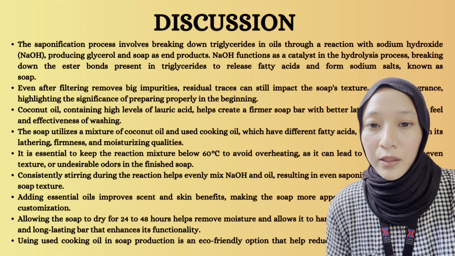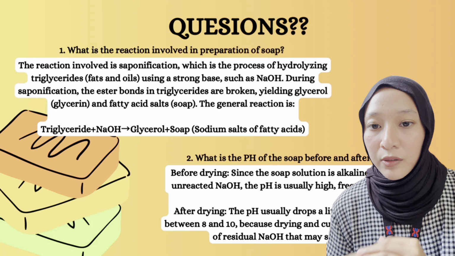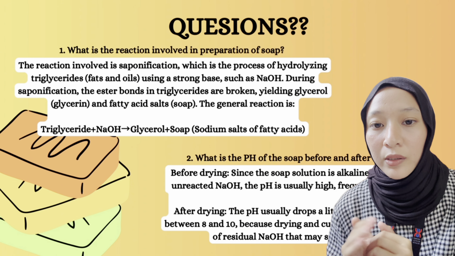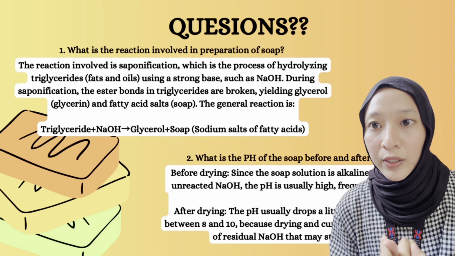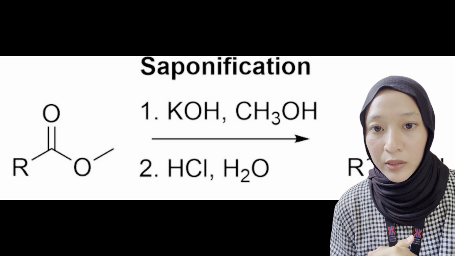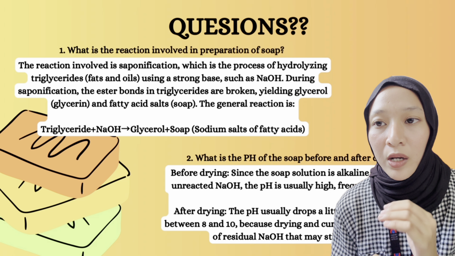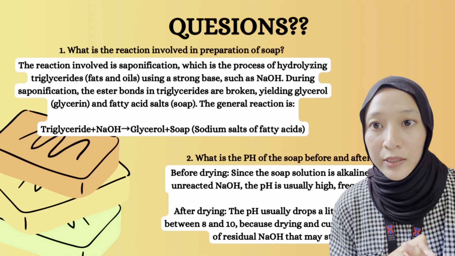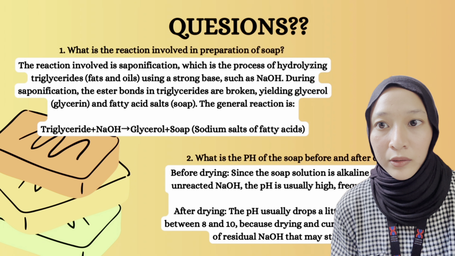And today I'll be presenting the questions and also the conclusions. So for the questions, the first question is, what is the reaction involved in this preparation of the soap? The reaction involved is saponification, which is the process of hydrolyzing triglycerides, which are fats and oils, using a strong base such as sodium hydroxide. During saponification, the ester bonds in the triglycerides are broken, yielding glycerol and fatty acid salt.